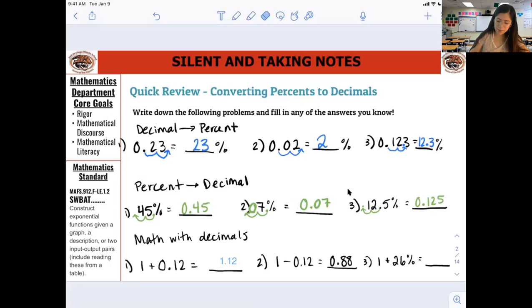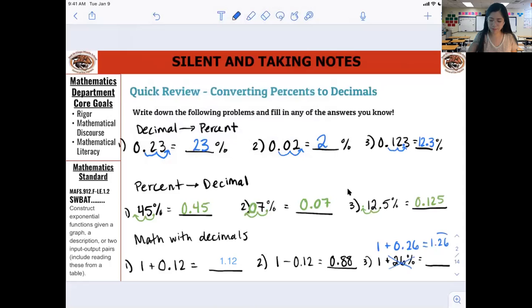So this is the same as 1 plus 0.26. Because you can't just add a percentage like that. Percents are not real types of numbers. A percentage is just a way to rewrite a decimal. So if you want to add a percentage to something, you have to add it by turning it into a decimal first. And now what do I have? What's 1 plus 0.26? 1.26.